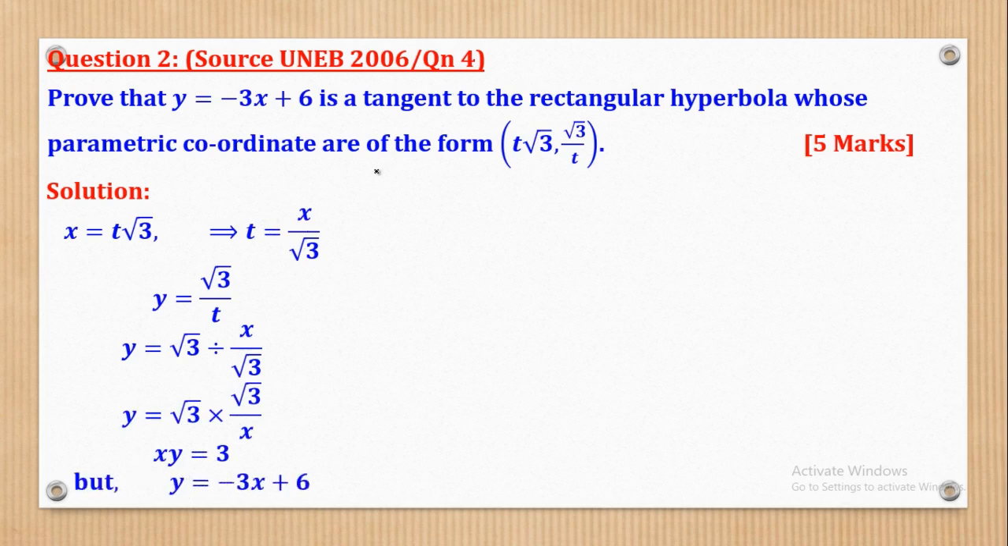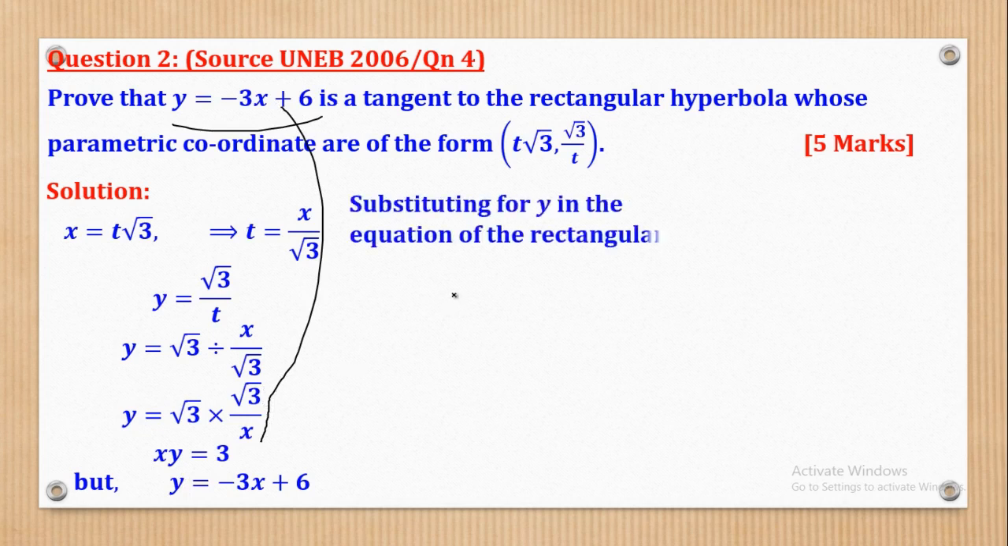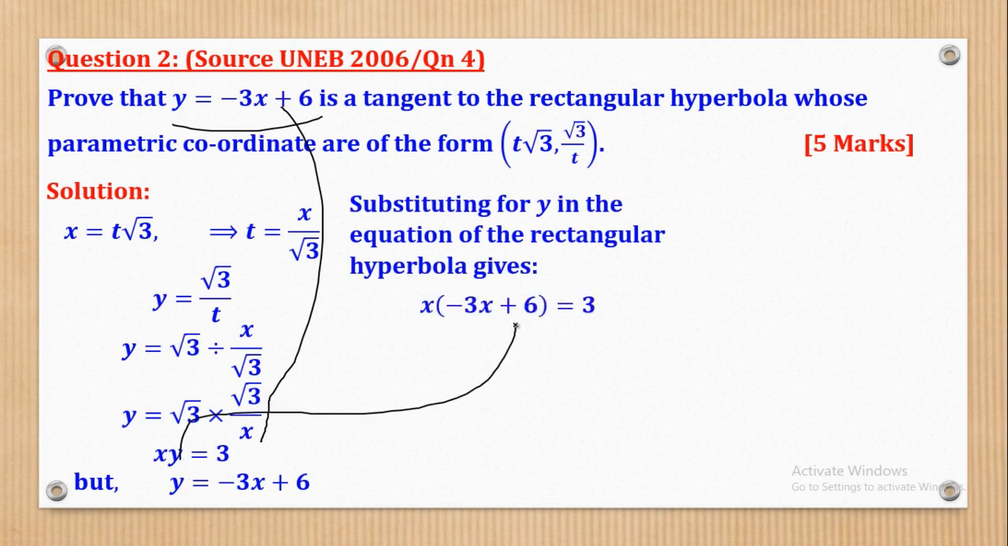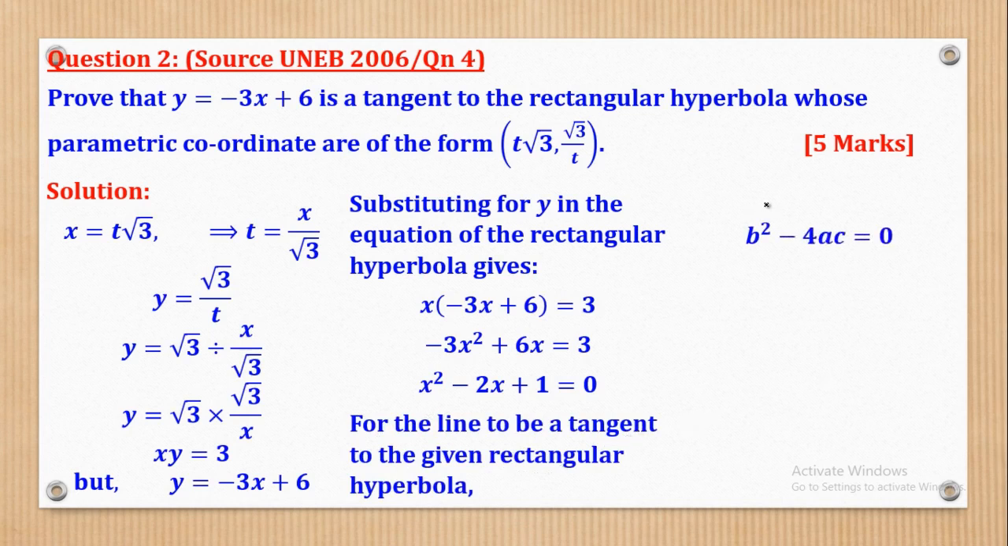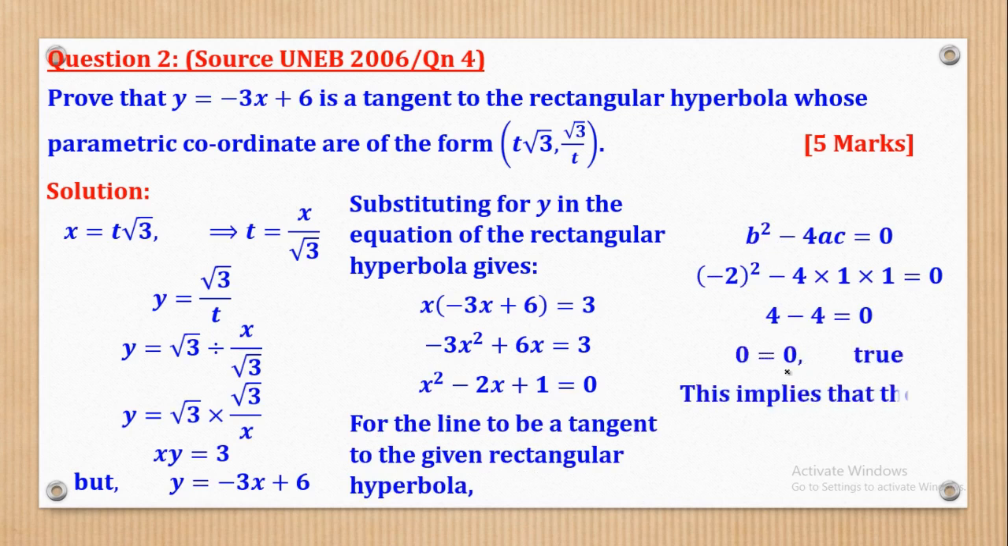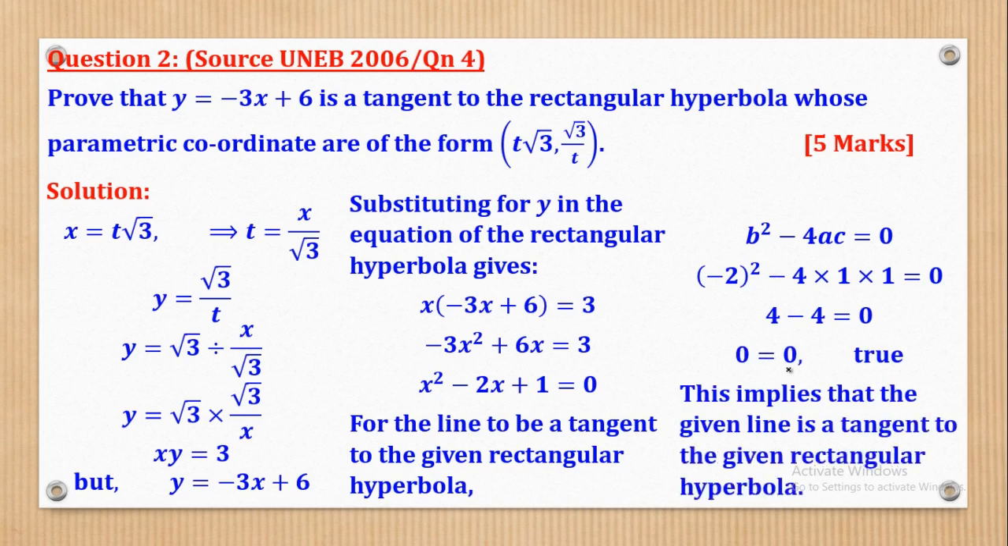But I already know that the equation of the tangent is given by that. Therefore, to prove it, I have to substitute for y in the equation of the rectangular hyperbola. This gives me that. Where there is y, I substitute this. Open brackets, simplify to get the quadratic equation. Now for the line to be a tangent to the given rectangular hyperbola, the discriminant must be equal to 0. So substitute for b and c, and simplify, you'll come up with 0 equal to 0, which is true, and that shows that the given line is a tangent to the given rectangular hyperbola, and that's what they wanted.